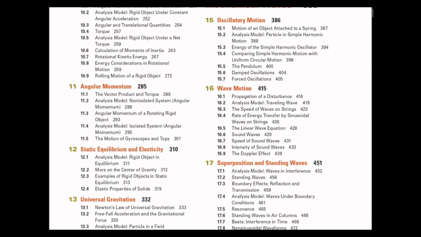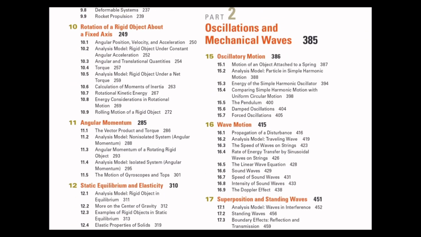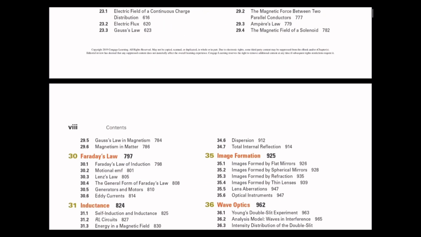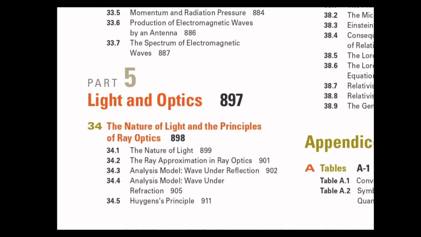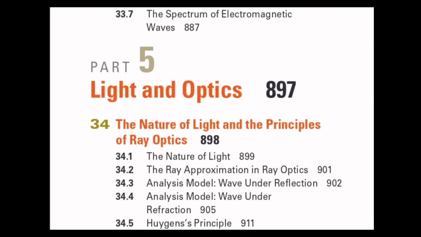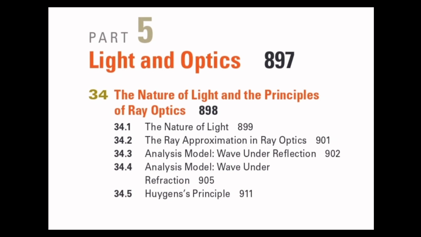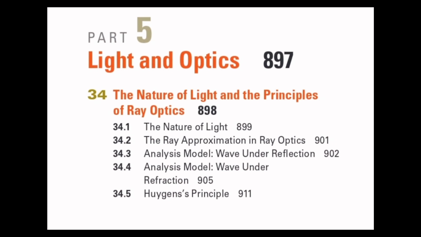So now that we have those out of the way, let's go into the main contents, the detailed contents. Part 5, Section 34. We start with the nature of light. What is light? How do we think of it? The following section is the ray approximation in ray optics. So an explanation of light happens in the opener, and then we see that the ray approximation is a good way of visualizing it in optics.